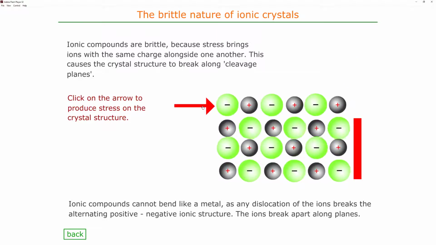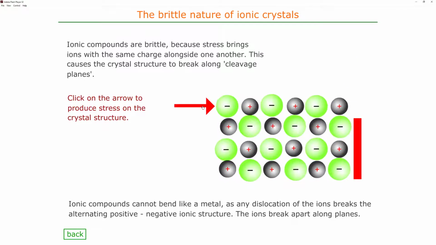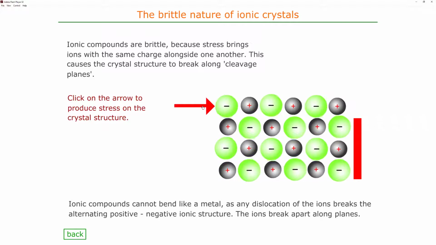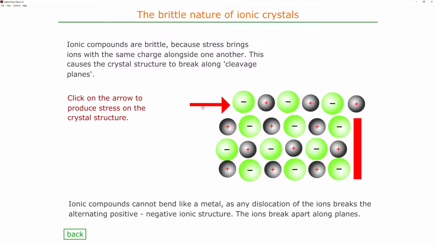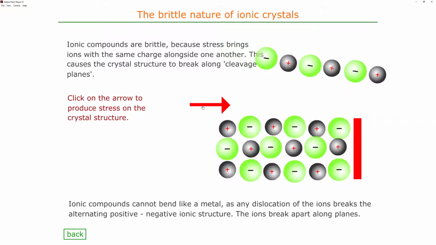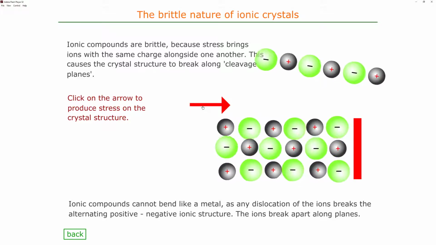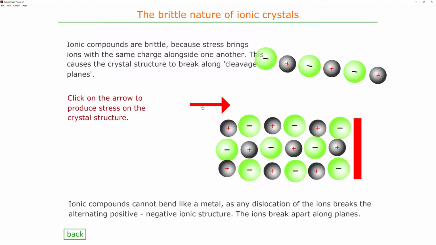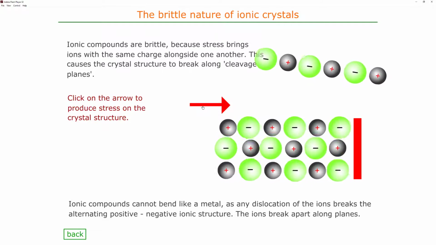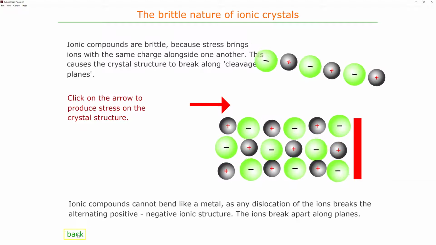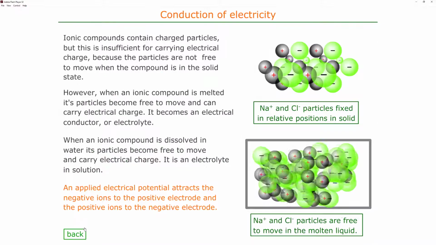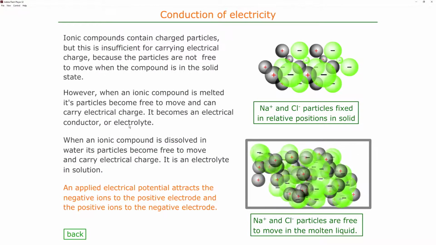Have a look again. So as the arrow pushes the ions on the top row to the right, you'll see the negatives get close to negatives at the same time as positives get close to positives, and that's when the structure breaks. So this is the cleavage of an ionic crystal, and so they tend to snap or to crack or to split apart rather than bend. We say they're brittle.